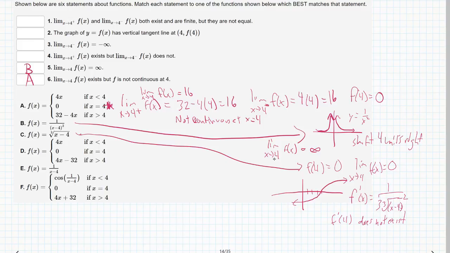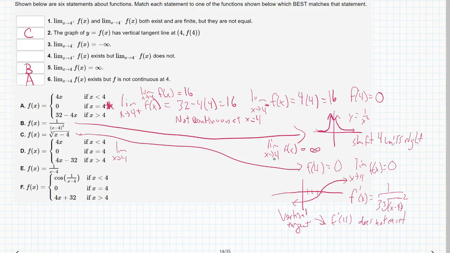Now, to be a little more conclusive, notice as we approach 4 from the left, this is blowing up towards positive infinity, and as we approach 4 from the right, because we're squaring this both times, it's blowing up towards positive infinity. So this means a vertical tangent. And we can see that by the graph too. So C goes right here. Okay, let's take a look at D.